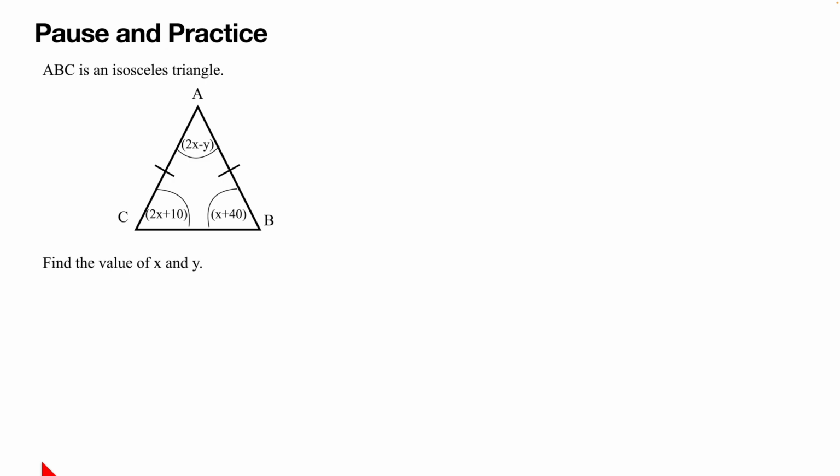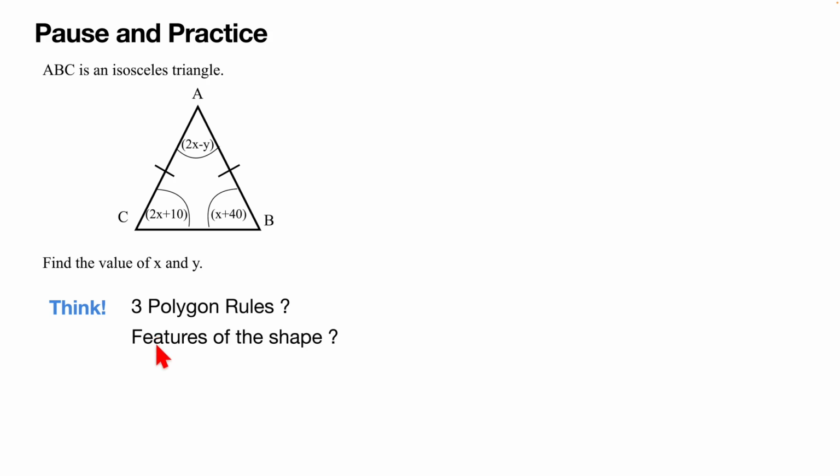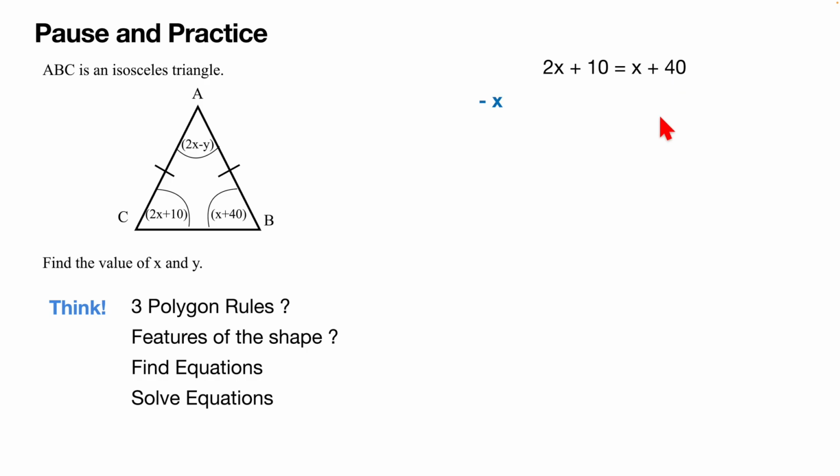Right, well, let's see how we got on. Obviously we have a think, 3 polygon rules, features of the shape. Well, this is an isosceles. We love triangles. Total internal angles is 180, and as it's an isosceles, that angle is equal to that angle. We find the equations and solve the equations. Right, well, this angle equals this angle, so we know that 2x plus 10 equals x plus 40, or subtracting 10, x plus 10 equals 40, minus 10, x equals 30.